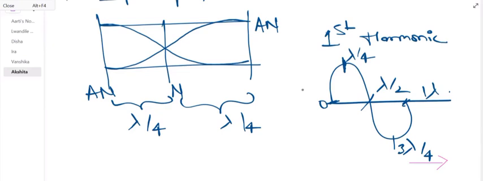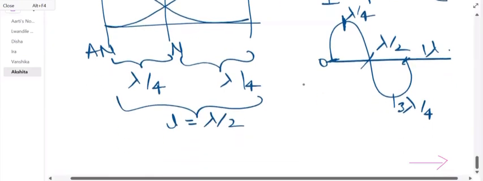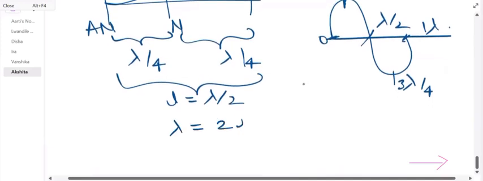Yes, ma'am. Making sense, Akshita? Okay. So the total length I had obtained over here will be lambda by 2. Correct? So lambda here will be 2L. So what will be your first harmonic?